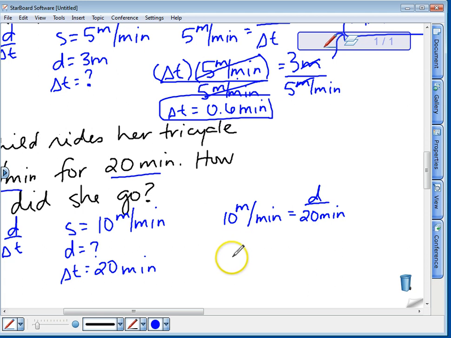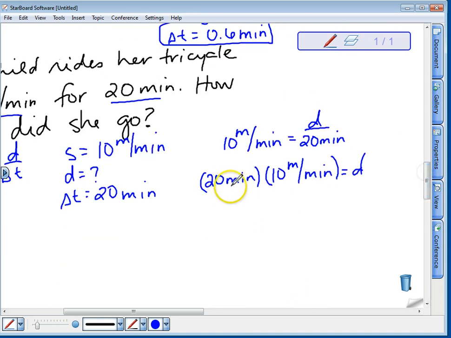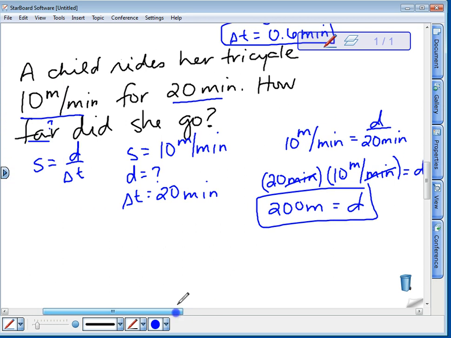I can cross multiply or solve by algebra. Either way, I get 20 minutes times 10 meters per minute equals distance. My minutes cancel out, so I get 200. 20 times 10 meters equals distance. When I look over here at what I was given, I have 1 sig fig and 1 sig fig, so my answer should have 1 sig fig, which it does.